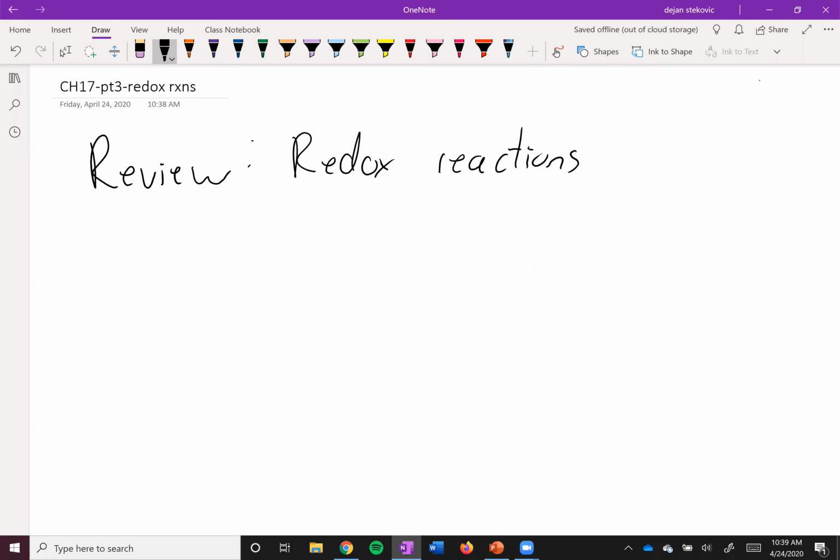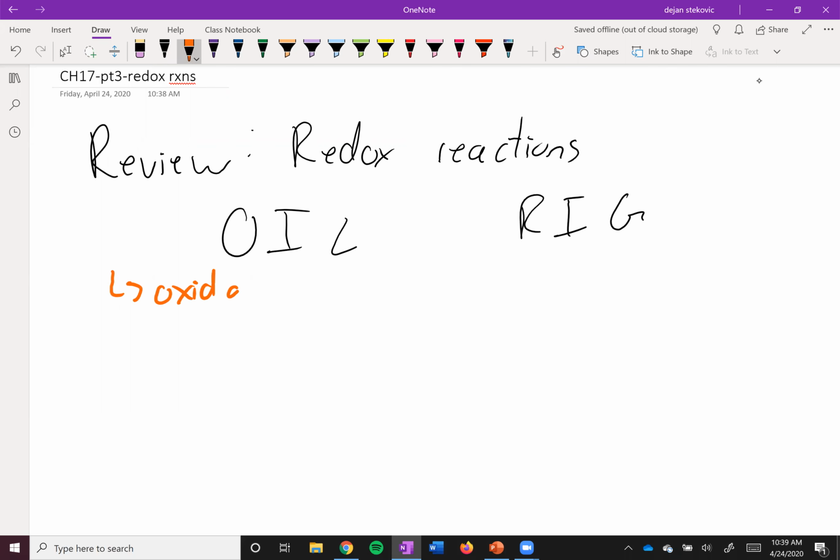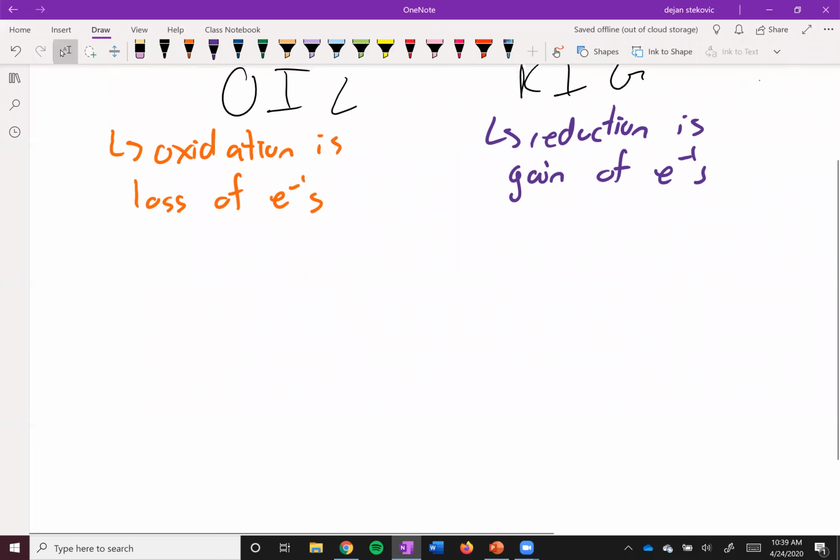All right, so we reviewed oxidation numbers. The transfer of electrons is known as redox reactions, right? Reduction oxidation reactions. So remember your little acronym here, OIL RIG. The OIL stands for oxidation is loss of electrons. And then the RIG stands for reduction is gain of electrons. So let's take a look at an example.